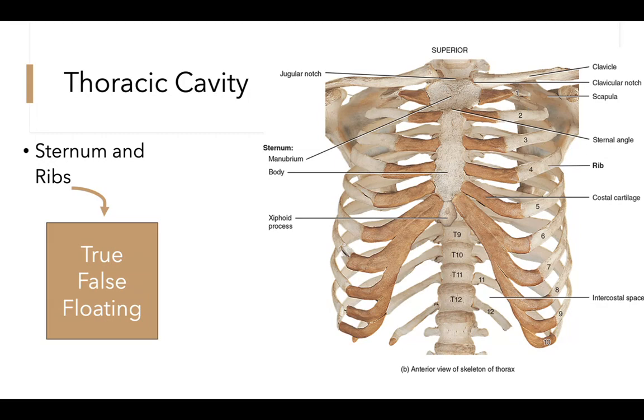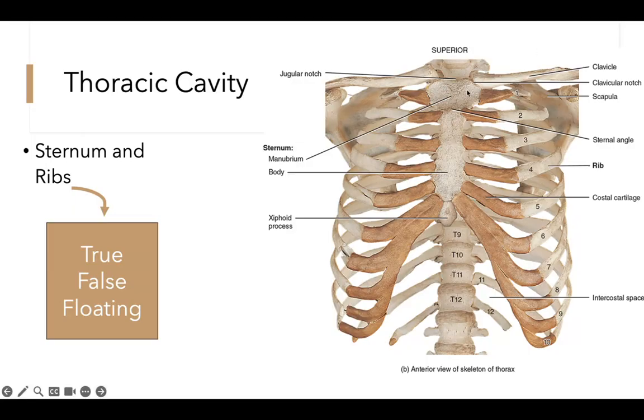Okay, so with the ribs, we have different classifications. We have true, false, and floating. Now, sometimes people put floating as a sub-classification of false. It's not wrong, it's perfectly fine. So let's talk about what these actually mean. To be a true rib, generally, in an average human, this is ribs 1 through 7.